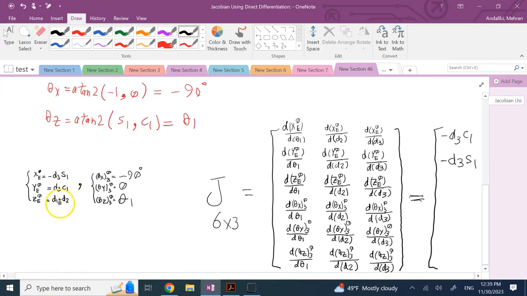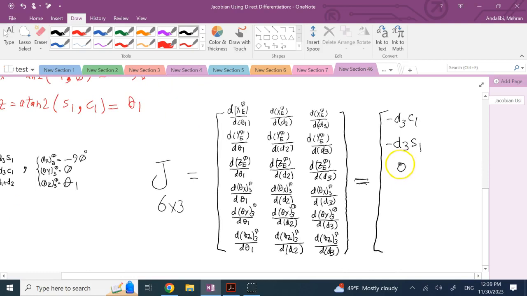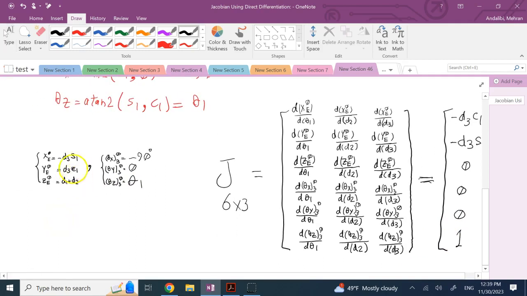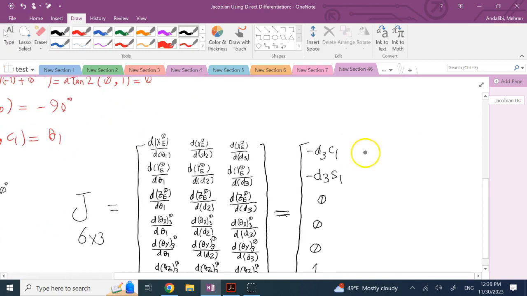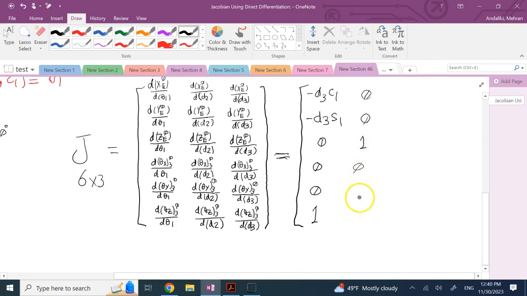And this one has no derivative with respect to theta 1, so that's 0. And theta x and theta y, again, are not functions of theta 1, so they are 0. And this with respect to theta 1 is simply 1. Then we go for theta 2, or d2 in this case. The first two have nothing to do, the last three have nothing. This one is a 1. So 2 zeros, a 1, and then 3 zeros, right? So that's what we have: a 0, a 0, a 1, then a 0, and a 0.